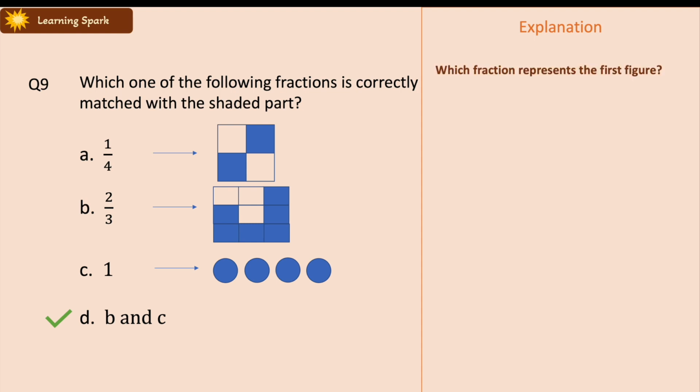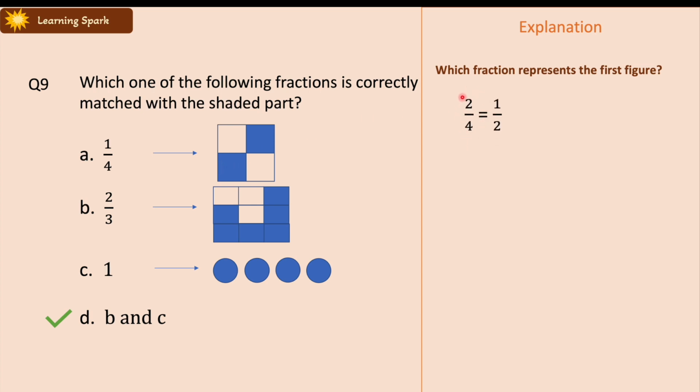First, see which fraction represents the first figure, right? The first figure, you have got a square and you have got four equal divisions of the square, and two of them are shaded with blue, correct? So 2 by 4, right? The denominator is basically how many parts are there, and numerators are how many parts are shaded, correct? Because we are talking about shaded here.